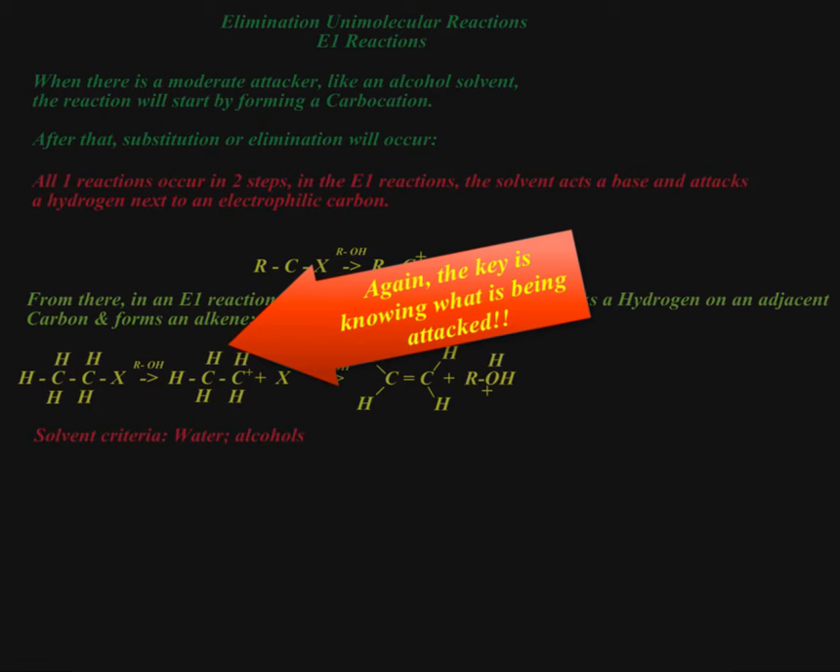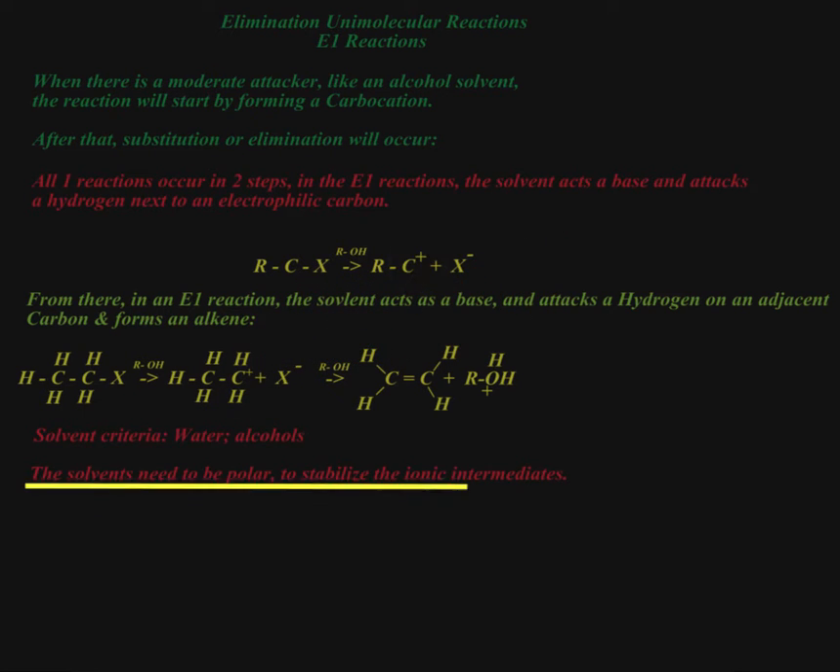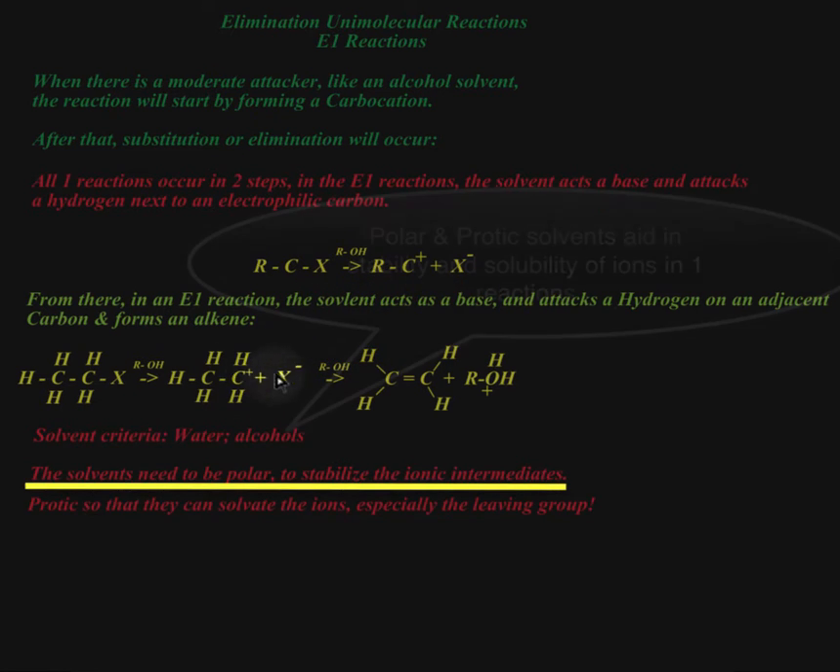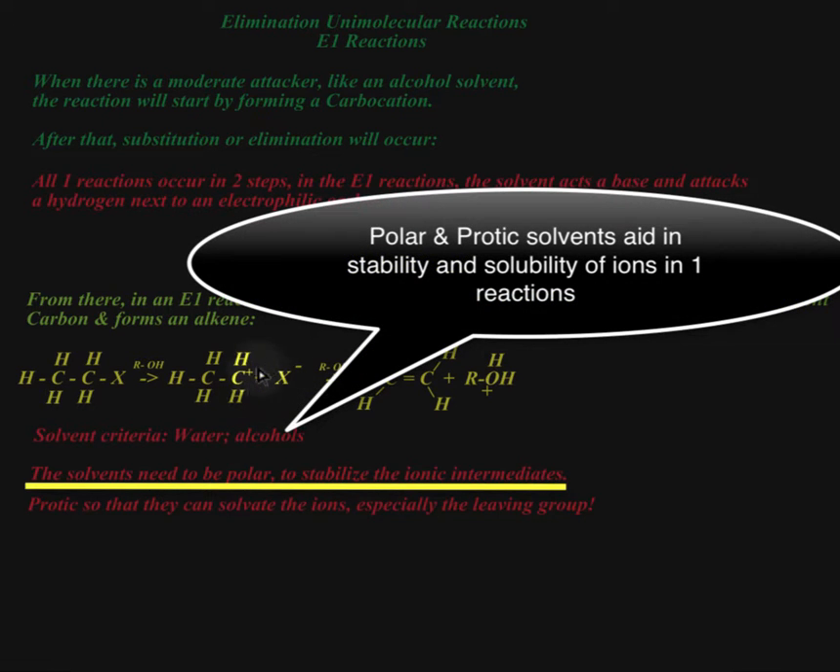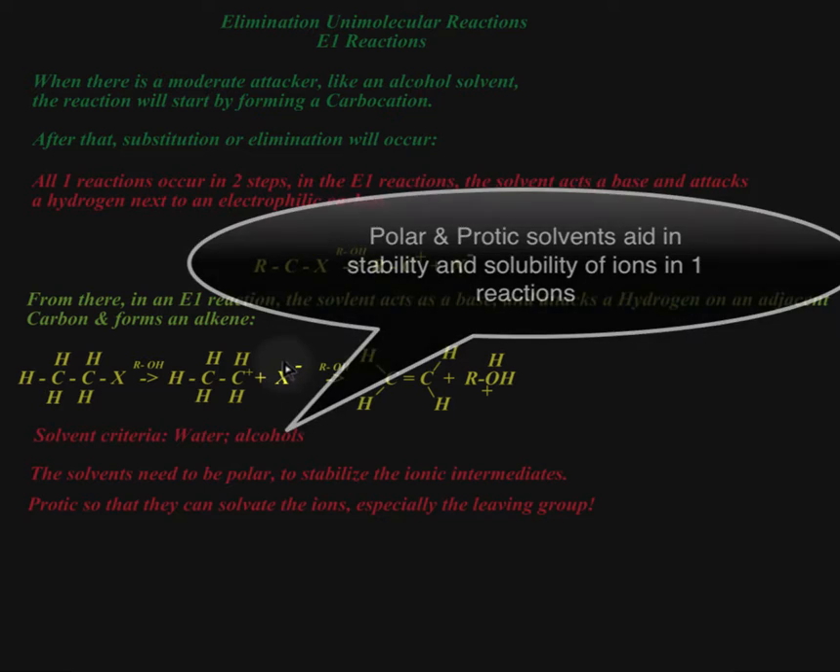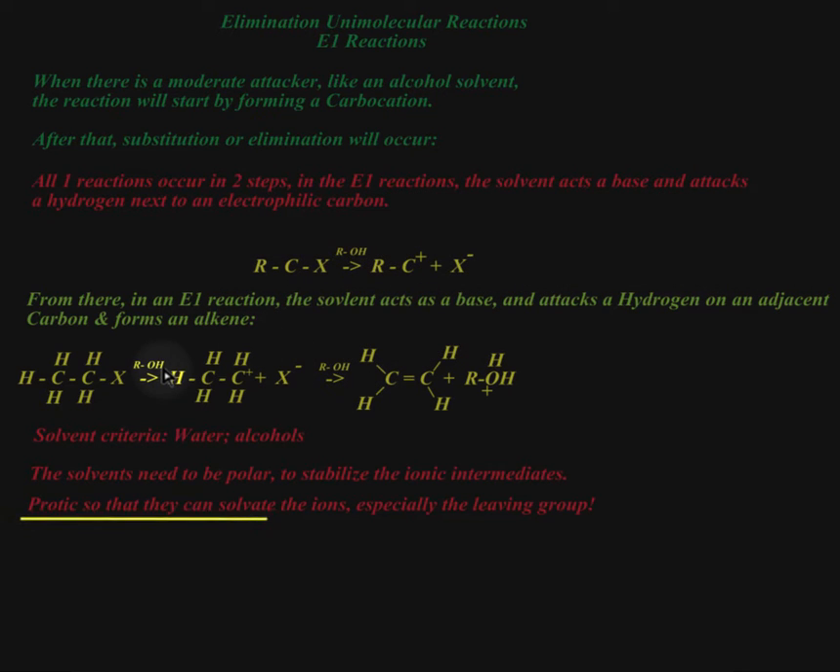Again, if you remember the solvent criteria, all our alcohols are great. They need to be polar to stabilize the ionic intermediates that you get here. Also, it aids in the solvation of these ions to stabilize them. So if I have an alcohol and the hydrogen is partially positive, it'll surround this leaving group once it leaves because it's negative. Make it harder for it to come back and do any damage.